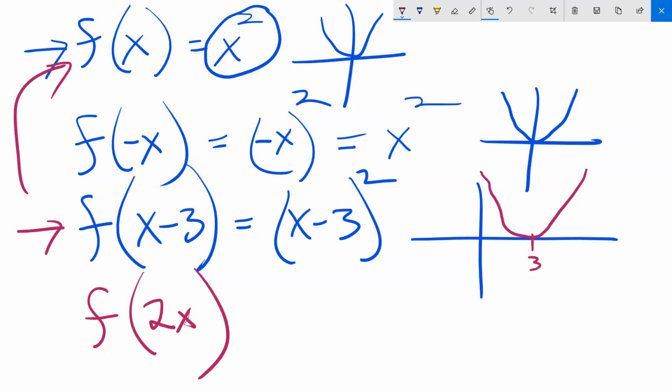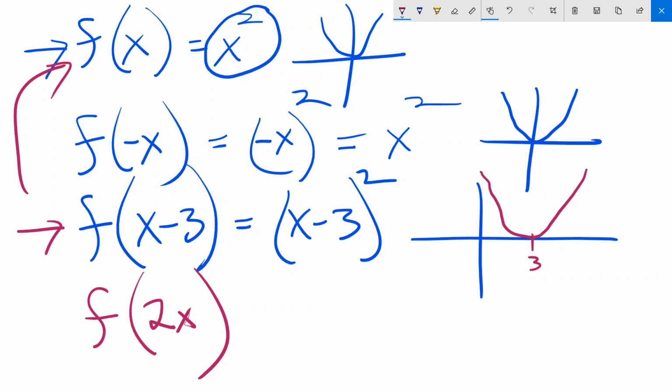Is that vertical or horizontal? Horizontal. Why? Because it's inside the function. That's how you tell the difference between horizontal and vertical. If it's inside, it's horizontal. If it's outside, it's vertical.